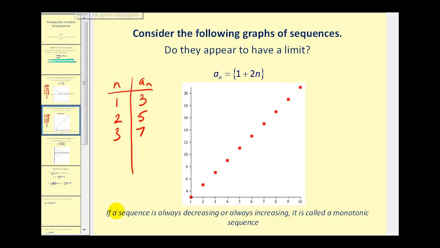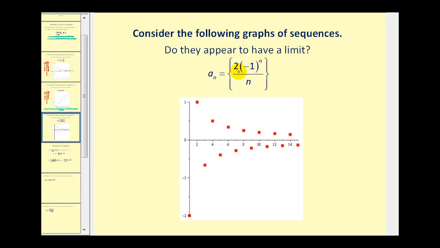It's also true that if a sequence is always increasing or always decreasing, it's called a monotonic sequence. Let's go and take a look at one more sequence before we look at another definition. Here we have a sub n is equal to 2 times negative 1 to the power of n divided by n. Notice as n takes on the value of 1, 2, 3, and so on, it's going to alternate whether it's positive or negative based upon the power on negative 1. So this is called an alternating sequence.